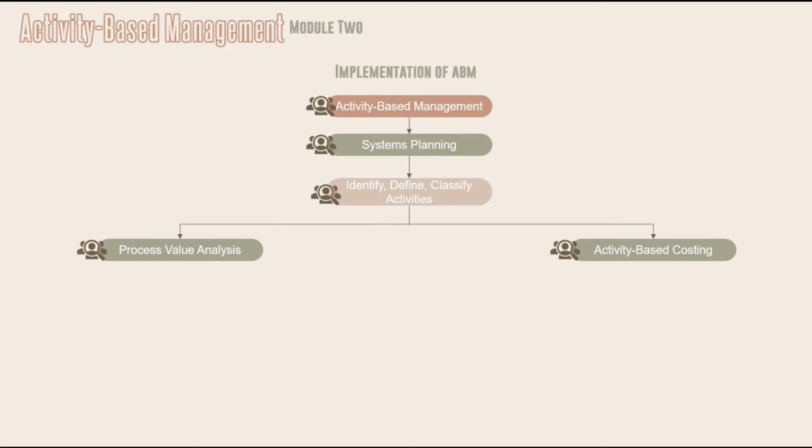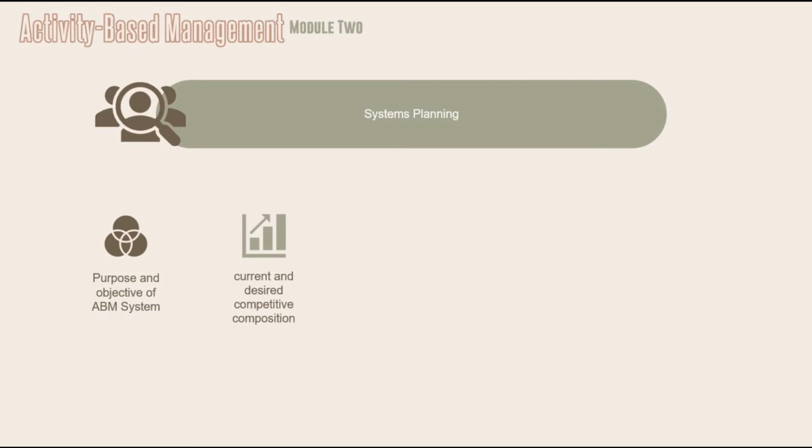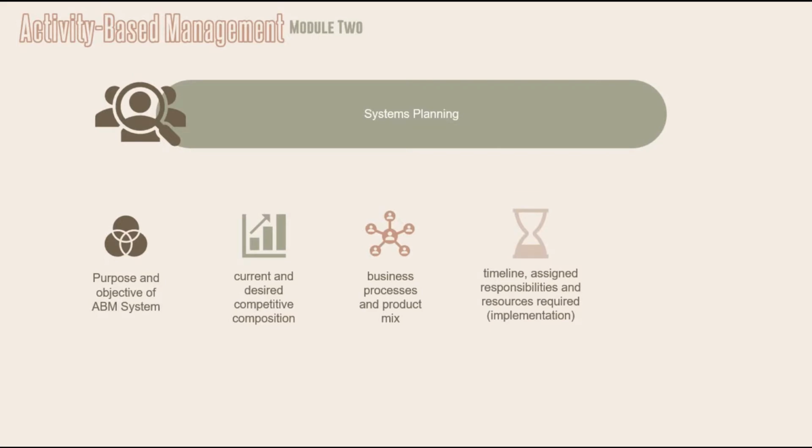Now let's dig in deeper with systems planning. Systems planning addresses the following issues. Number 1, the purpose and objective of the ABM system. Number 2, the current and desired competitive composition. Number 3, business process and product mix. Number 4, the timeline, assigned responsibilities, and the required resources for the implementation. And number 5, the ability to implement, learn, and use information.